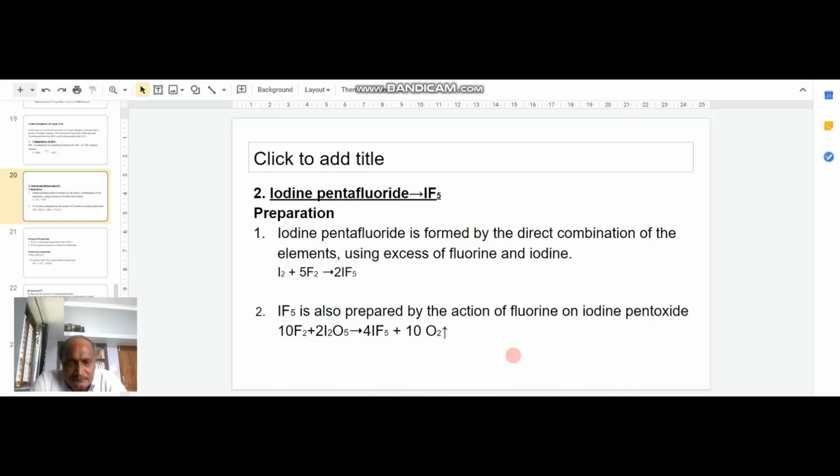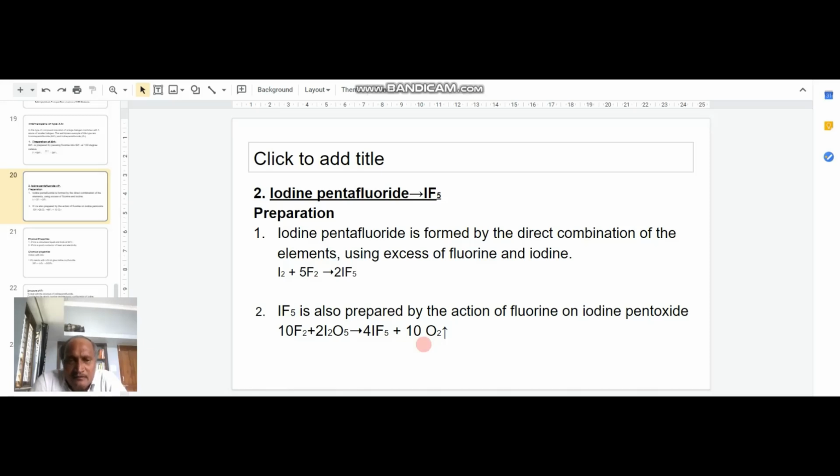So here 10 moles of fluorine, F2, on treating with 2 moles of I2O5, that is iodine pentoxide, we are going to obtain 4 moles of iodine pentafluoride with the liberation of 5 moles of oxygen.